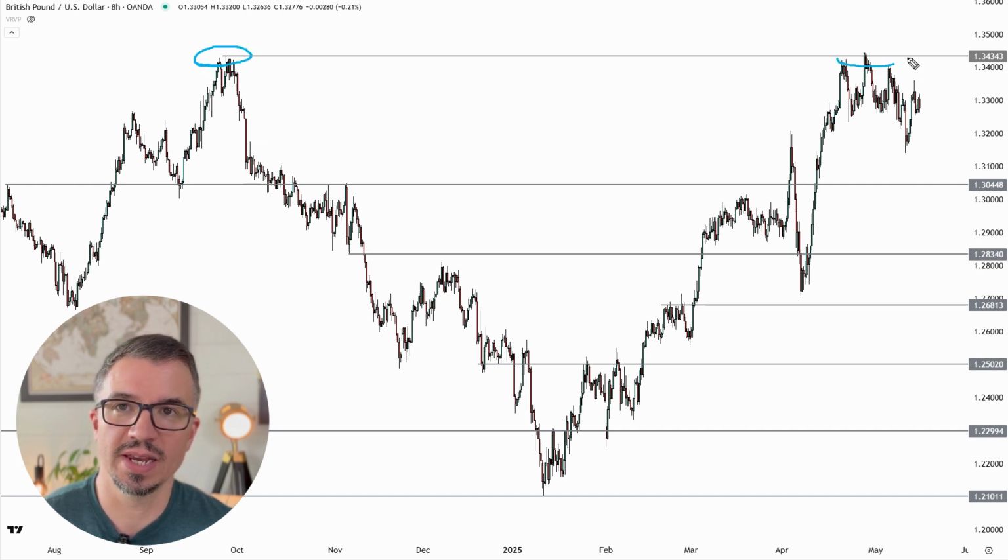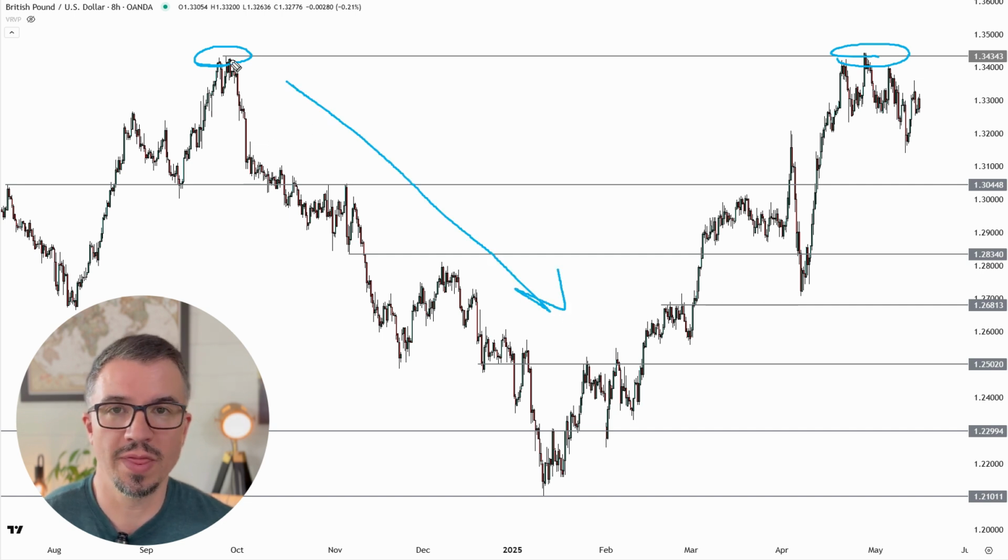This was a very significant high back here for the pound back in 2024, to where we saw the market actually lose over 1,000 pips, 1,300 pips from top to bottom. So a very significant area back here, because this area right around 134.50 held for months. So that is why we are seeing GBPUSD pull back.